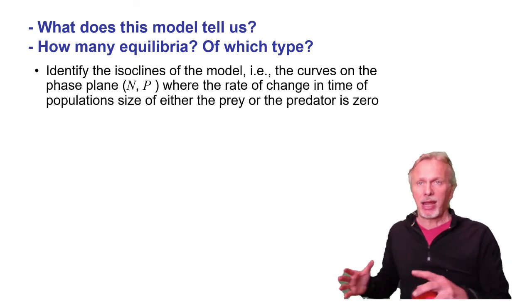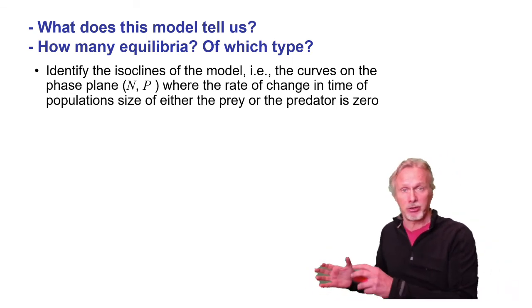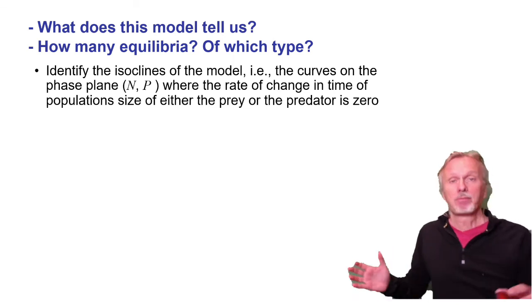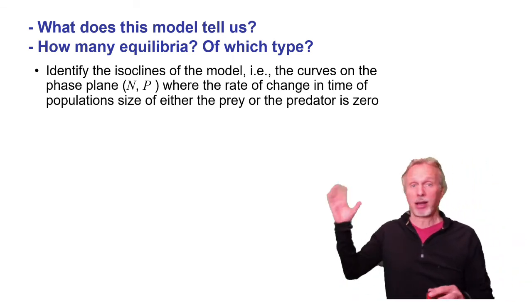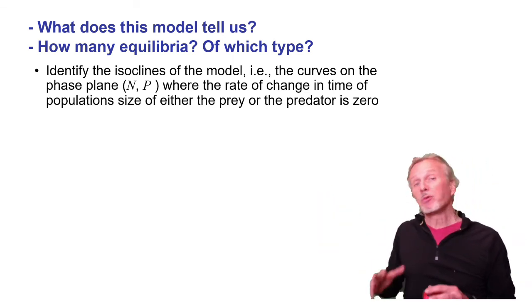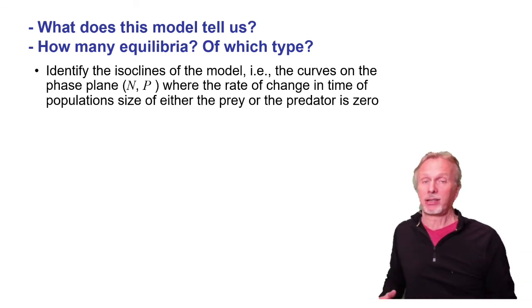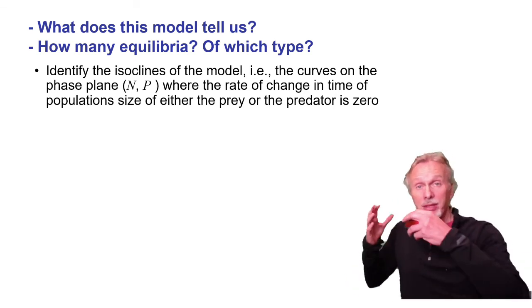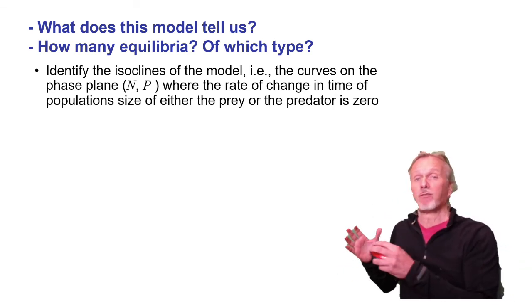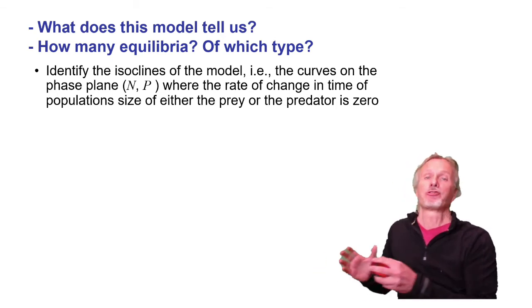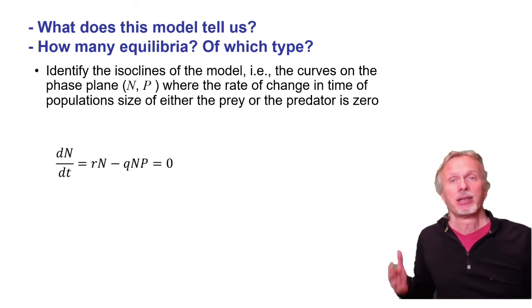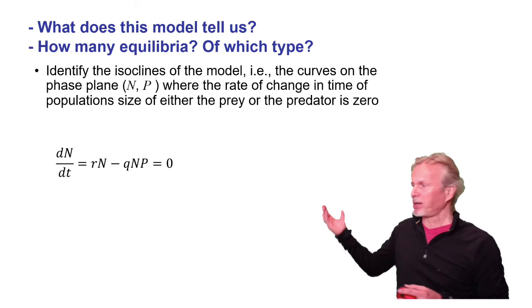That is the plane where we, for instance, draw the number of prey on the horizontal axis and the number of predators on the vertical axis, and then we look where in this plane the rate of change of prey or the rate of change of predator in time is equal to 0. What does it mean? We'll see that here.